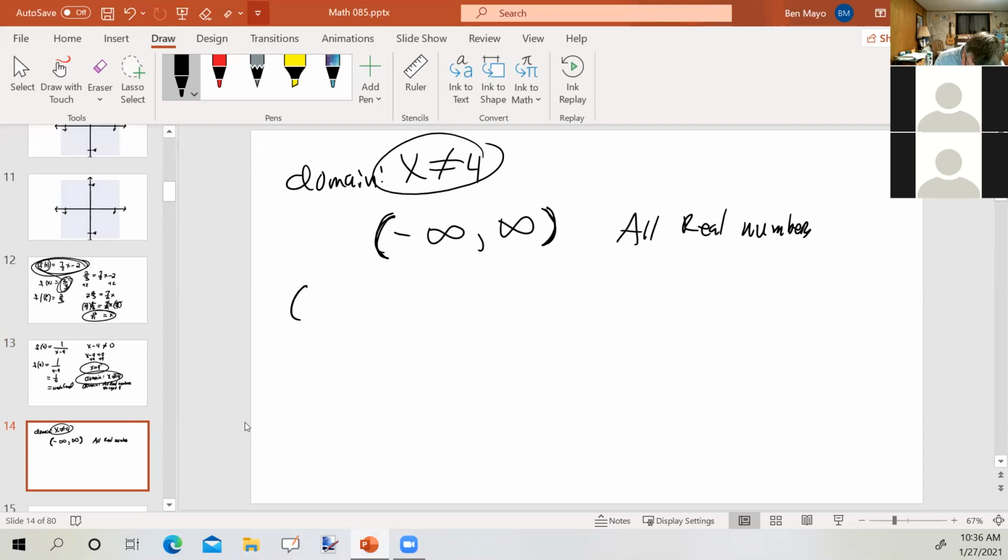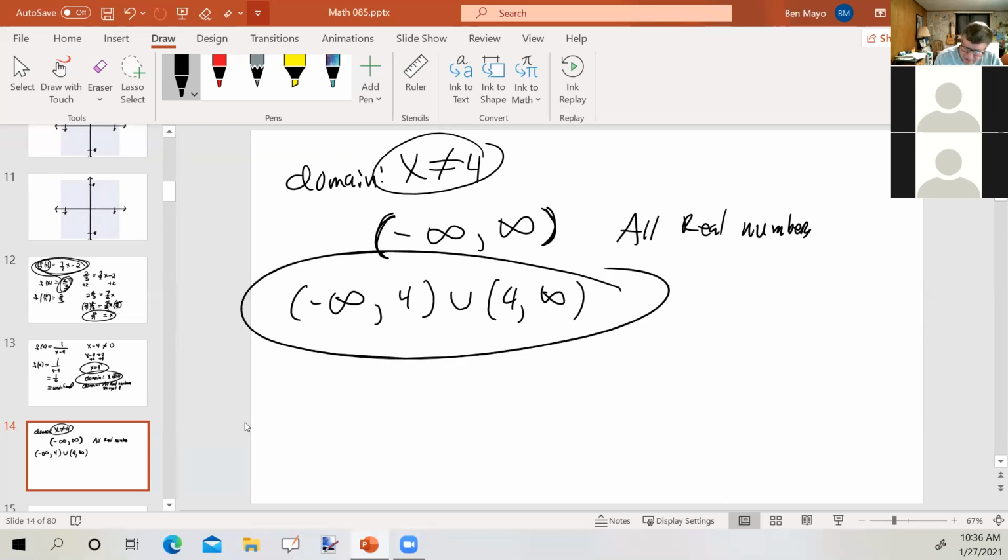So we're going to start at negative infinity, go up to, but not including 4, along with starting after 4 and going to positive infinity. So that is the way, using interval notation, that you would write all real numbers except 4. Any questions on this specific example before I go on?